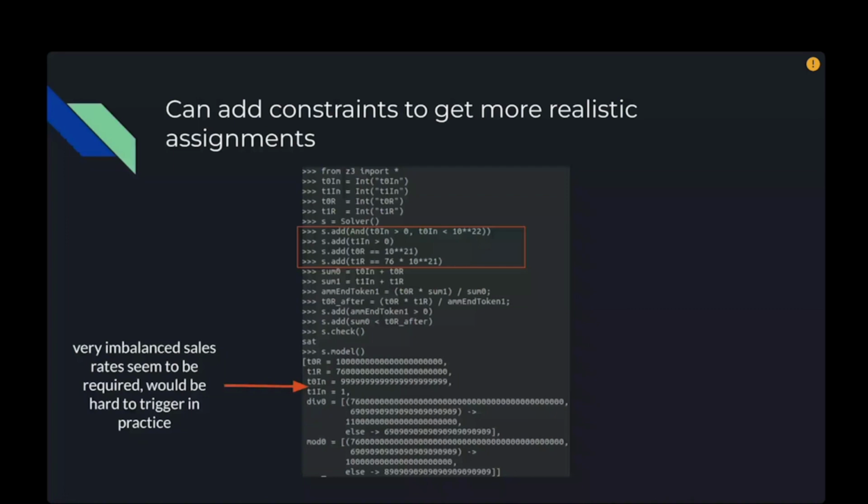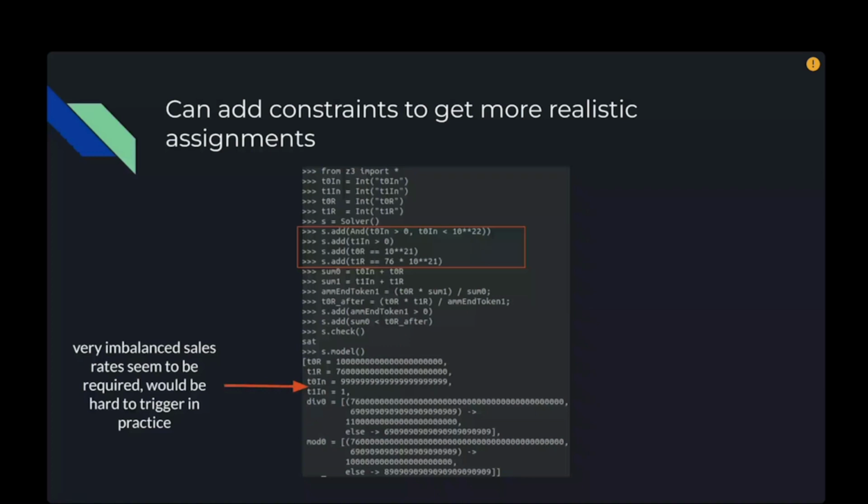I think this would actually be very hard to achieve in practice, because, at least in playing around with it, I found that basically one sales rate has to be extremely high, and the other one has to be extremely low. And by extremely high, I mean you have to be selling more tokens per block than there are reserves of that token in the pool.